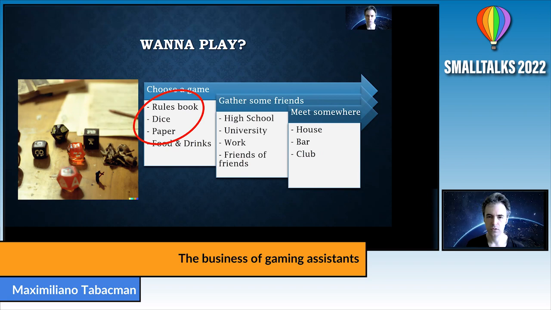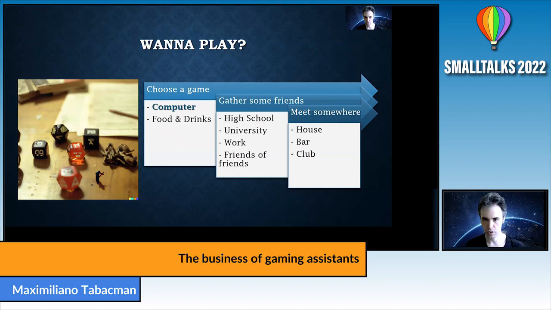Okay, so why do we need software? Why am I talking about the business here? The rules book, the dice, the paper are the analog part of the game, but you can make it digital like most things nowadays. So the idea here is that you replace the rules book, the dice, the paper, with a computer.